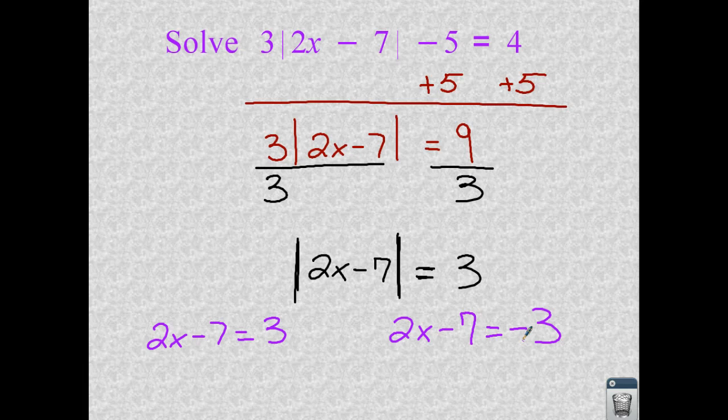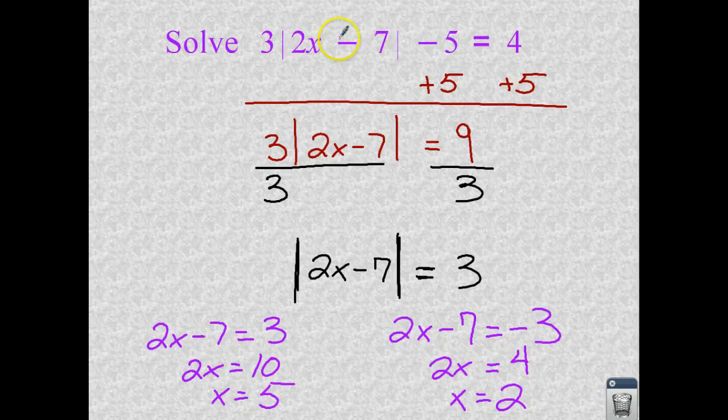And let's go solve. Add 7 to both sides. We get 2x is equal to 10. So x should be equal to 5. And then on the right, add 7 to both sides. -3 plus 7 is 4. So 2x is equal to positive 4. So x is equal to 2. And you can go check those two answers and make sure that they work. You could even check them all the way up here in the original problem and make sure that the values of 2 and 5 both work for this equation.